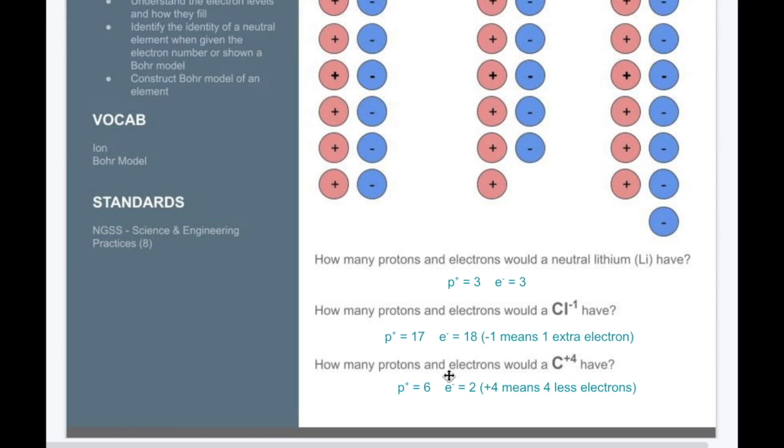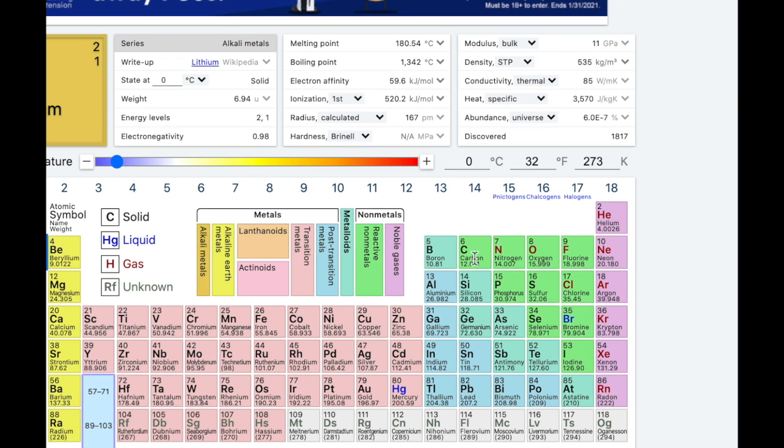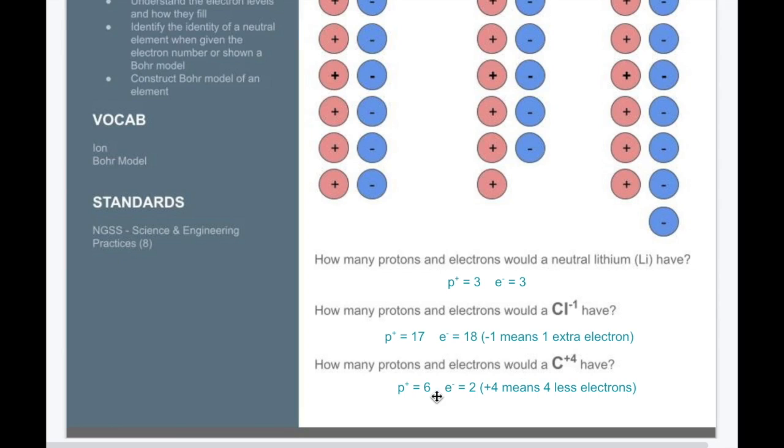For the next one, how many protons and electrons does carbon +4 have? Remember we looked at carbon before, and carbon has 6 protons. If we have +4, if it's positive, it means we lost electrons, we lost negative charge. In this case, we've lost 4 of them. So 6 minus 4 will give us 2 electrons. That +4 means we lost 4 electrons.